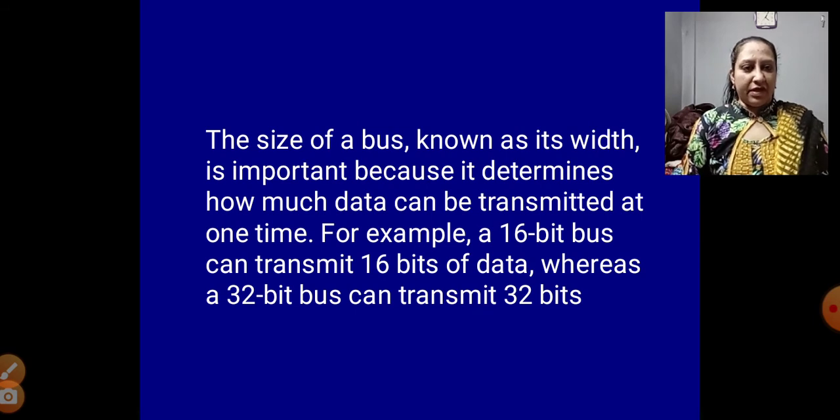Similarly, I will come to the cable wires later, but each single cable wire is capable of transmitting only one bit at a time. That means if your bus comprises 32 cable wires, you can say it is made up of 32 bits, and these 32 cable wires can transmit only 32 bits at a time.